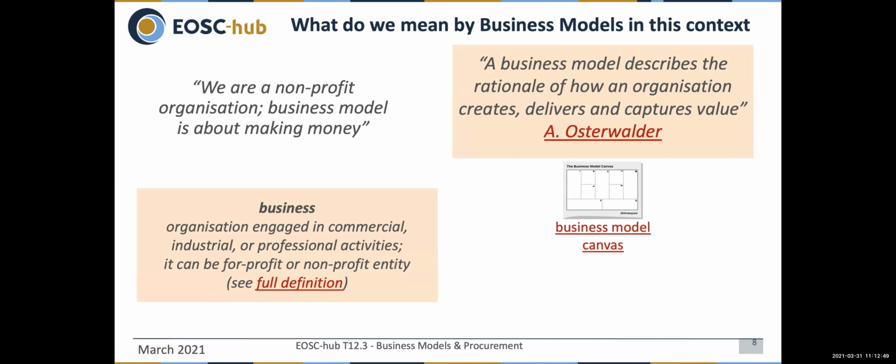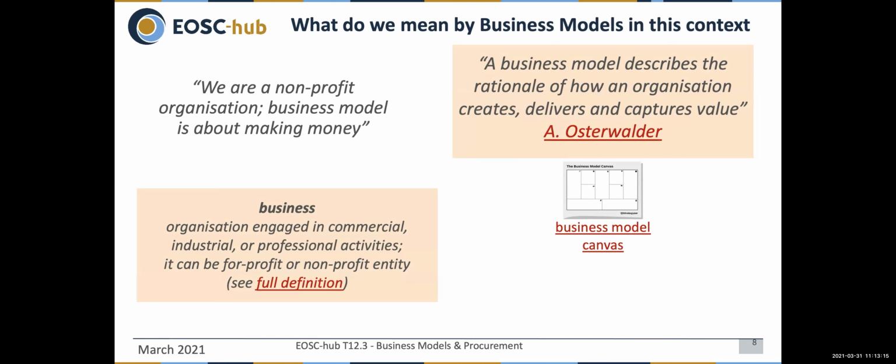And by business model, one of the most commonly accepted definitions is the one from Alex Osterwalder, who says a business model is the rationale of how an organization creates, delivers, and captures value. So it needs to create value, it needs to be sustainable. It does not necessarily need to generate a profit. That depends on the area where you operate.